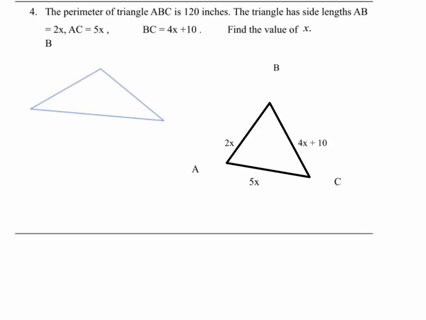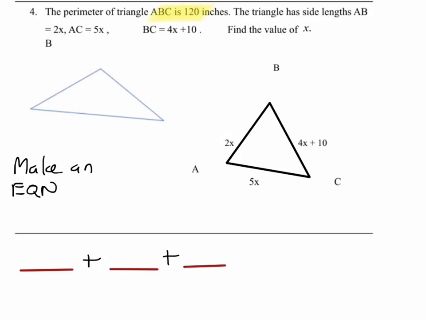I redrew it. I don't know why sometimes it shows up differently. But we have a perimeter that is 120. And we have the three side lengths given. There is 2x, 5x, and 4x plus 10. So we need to make an equation. So my equation we can do is, all the sides equal to the perimeter. I'm going to put it like that.